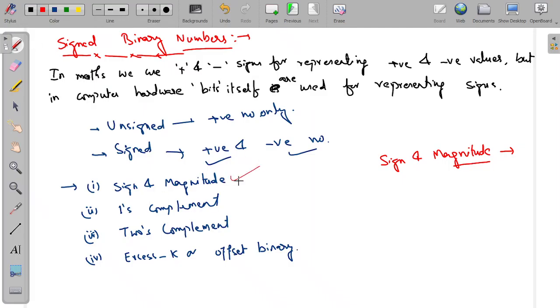So this we have seen. Then we will see these methods: 1's complement, 2's complement, and excess in the next class. So I will stop here for this class.